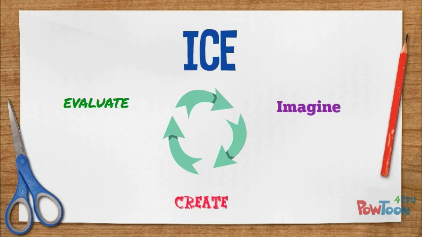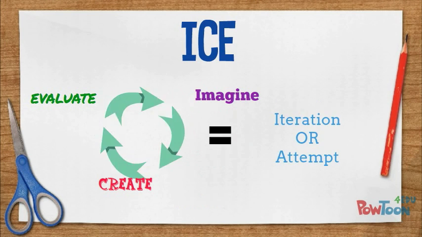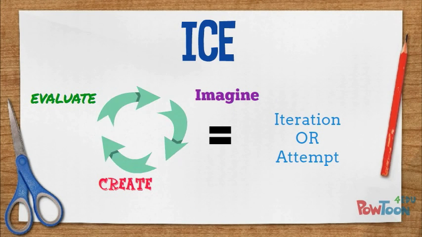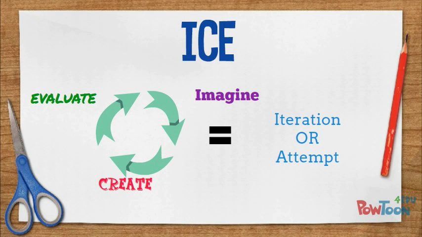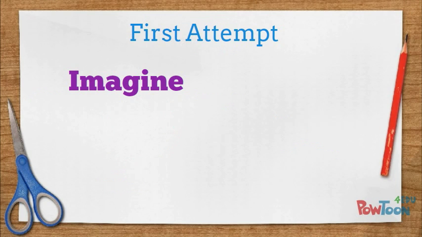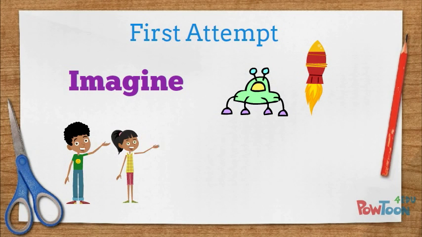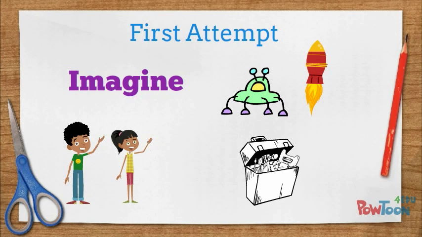Each time you imagine, create, evaluate, that's called an iteration or attempt in the design process. For your first iteration or attempt, you imagine. You think about all the possibilities of things you can do. You do things like brainstorm, talk to friends, and work on narrowing down your ideas. You also think of the materials you might need and the people you might need to ask for help.